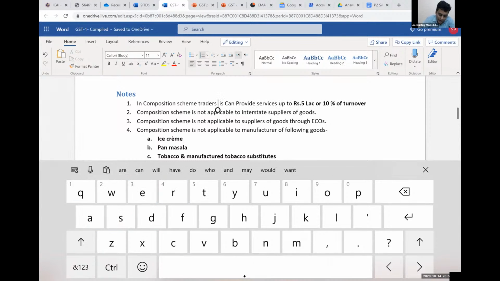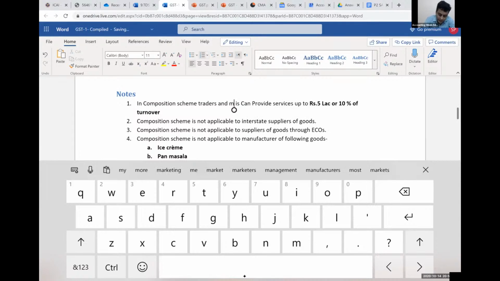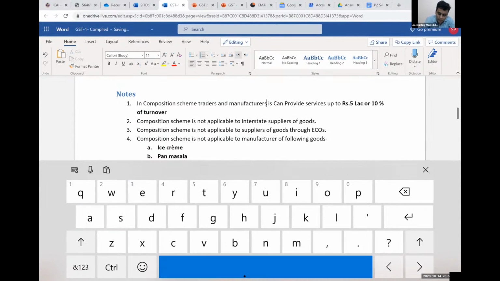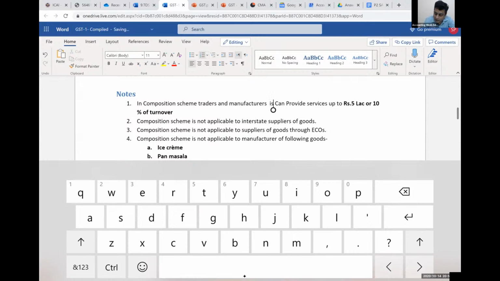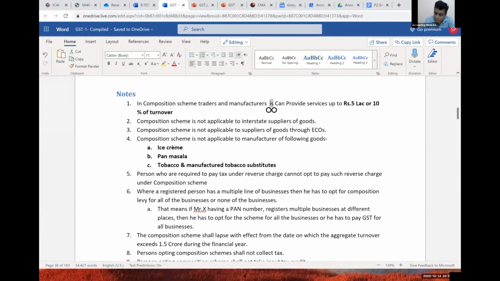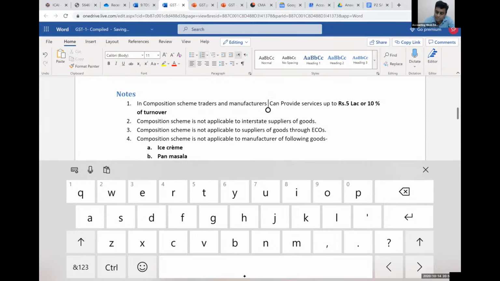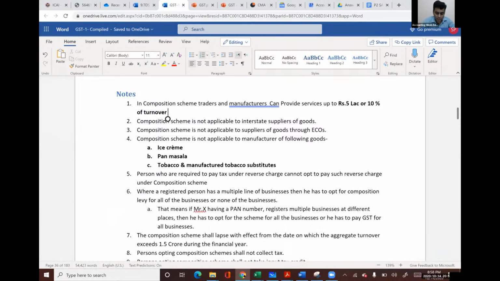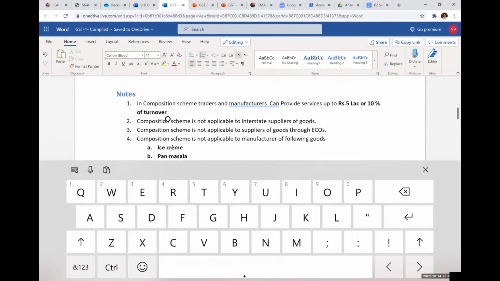in the composition scheme, traders and manufacturers can provide how much? Can provide services up to 5 lakh or 10% of turnover. Is this understood, guys? Yes, sir.